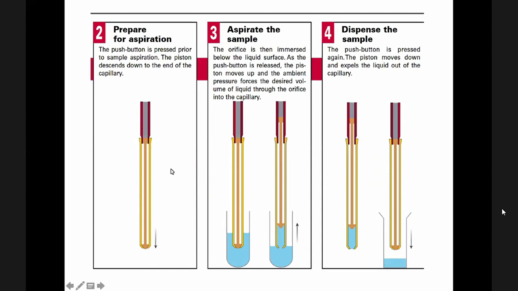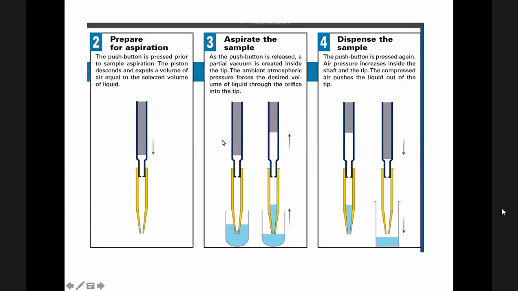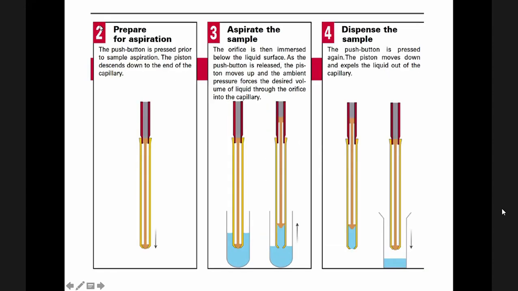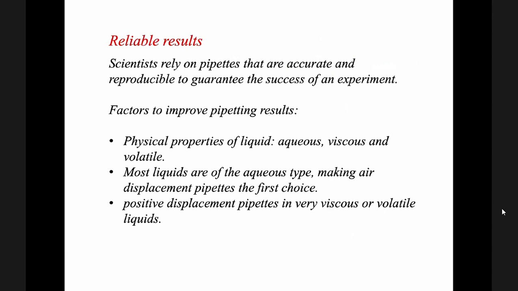Same principle with the positive displacement pipette. This one is air displacement, and this one, the red one, is the positive displacement. The explanation is the same. Okay. So to get reliable results, we must consider the different factors to improve pipetting.